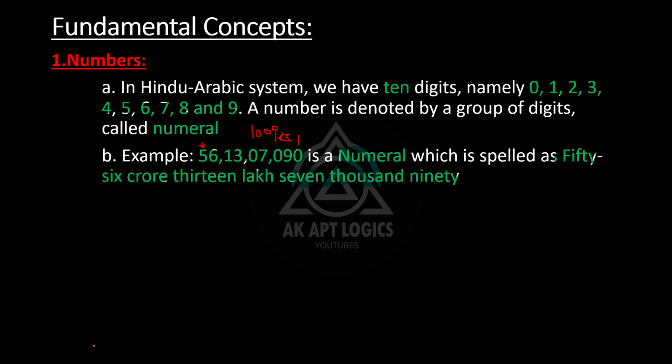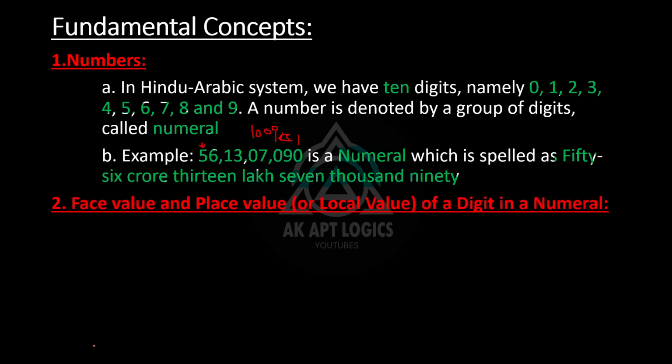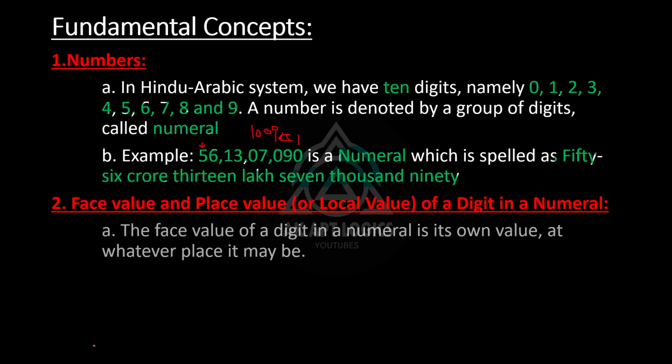Next, coming to the second topic, we are going to discuss face value and place value of a digit in a numeral. Face value and place value are two different types of values related to a number. Face value is a single digit value, while place value may be a single digit or a group of digits. Place value is also called local value. So let us discuss this topic.